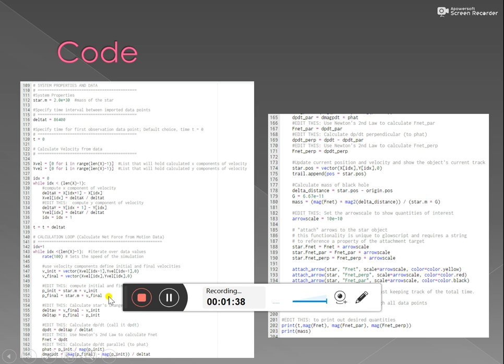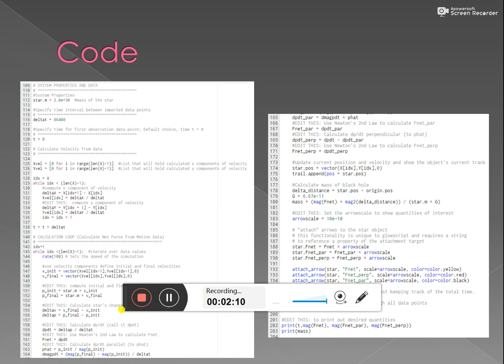First, I had to change the way in which we calculated the initial and final momentum. That would be the star's mass times v initial and v final, for momentum initial and final. And then to calculate delta v and delta p, you have to take the difference between the final velocity and initial velocity, and final momentum and initial momentum. And then over here is where we calculated dp over dt, which is the rate of change in momentum. So that's the change in p over the change in t.